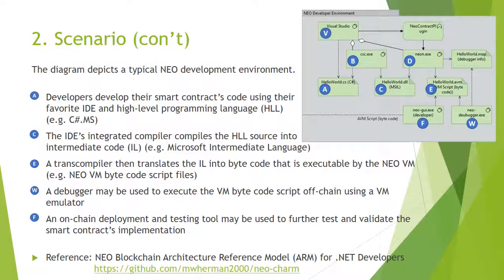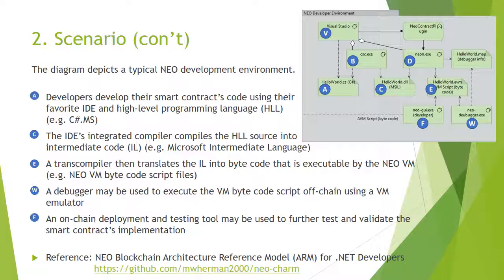Continuing with the scenario, the diagram on the top right is part of the Neo blockchain architecture reference model for .NET developers. And you can find that in the MW Herman 2000 / Neo-Charm project. One thing I place a lot of emphasis on here, particularly in this upfront part where we're doing the analysis of the platform, is you really need to understand the platform quite deeply. So let's quickly look at that, using the lettered bullets there as reference.